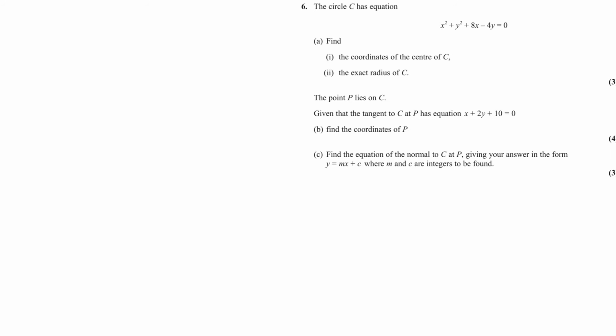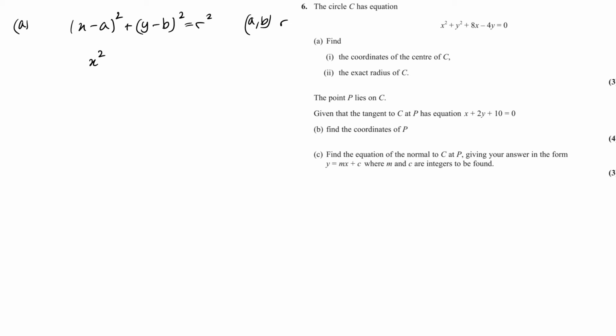Okay, here we have equation of a circle, and we need to find the coordinates of the center and the radius. So we really need to have it in the form of x minus a squared plus y minus b squared equals r squared, where a, b are the center and obviously r is the radius. That is our aim.